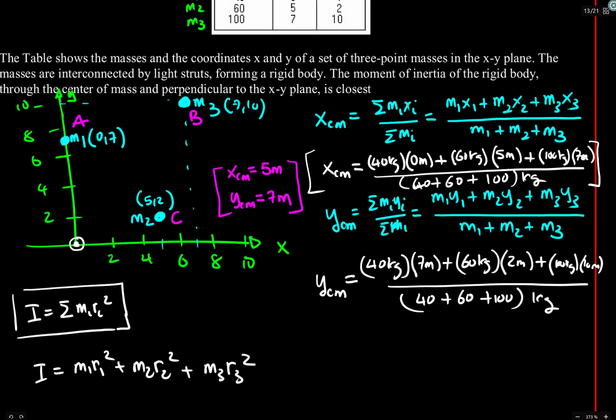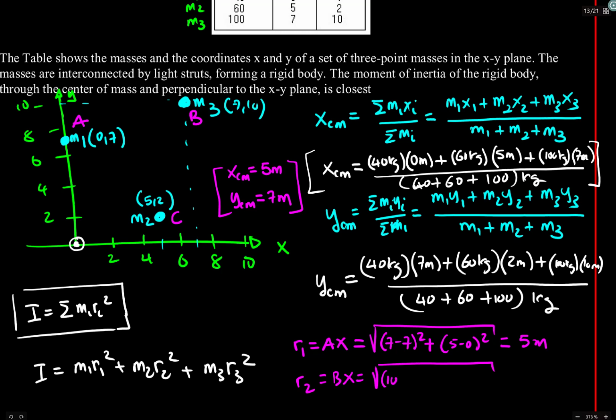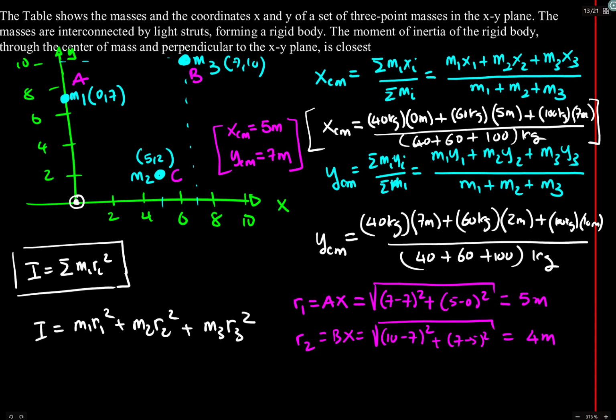So this would mean that R1 is simply equal to AX, which is the square root of 7 minus 7 squared plus 5 minus 0 all squared. This will be equal to 5 meters. Similarly, R2 is equal to BX, which is the square root of 10 minus 7 all squared plus 7 minus 5 all squared, and all of this will be 4 meters. And similarly, R3 will be equal to CX, and that is 2 minus 7 all squared plus 5 minus 5 all squared, that will give us 5 meters.